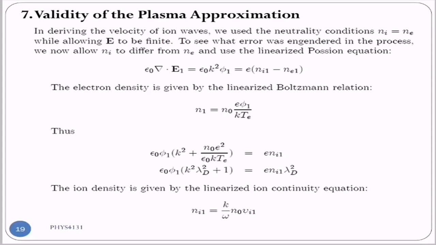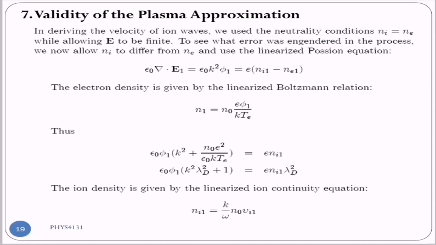We now allow Ni to differ from Ne to see what kind of errors arise in the process, and for this we use the linearized Poisson equation, which is given by epsilon naught del dot E1 equal to epsilon naught k squared phi 1 is equal to e into (Ni1 minus Ne1). The electron density is given by the linearized Boltzmann relation, which can be written as Ne1 equal to n naught e phi 1 over kTe.